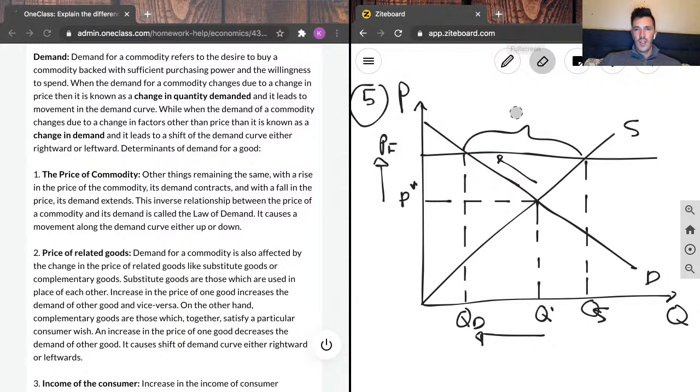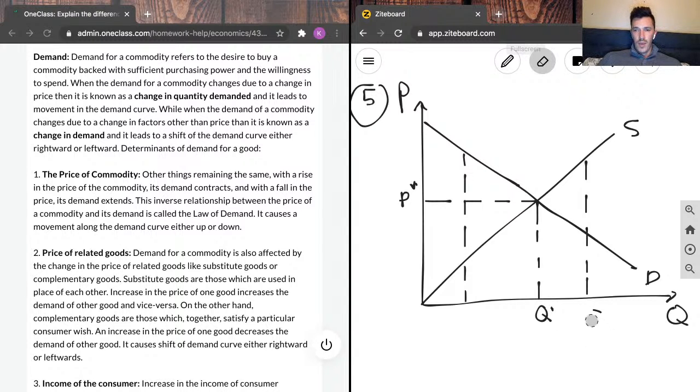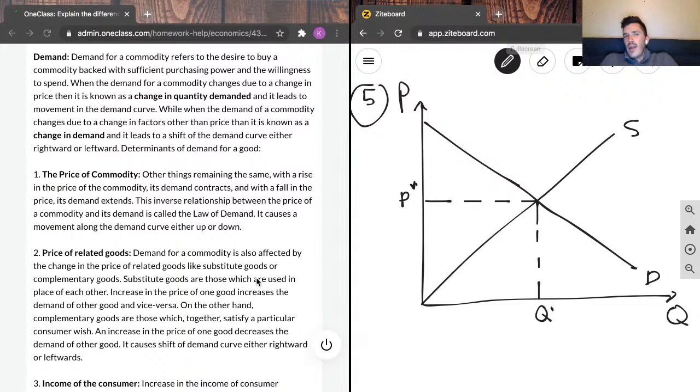You get a similar situation when a price ceiling is instituted at a point that is below the equilibrium, but I'm not going to draw that just for the sake of time. That would look like a price ceiling we instituted in here. Quantity demanded is way up there. You get the gist of it. So a change in quantity demanded leads to a movement along the demand curve like we just showed.